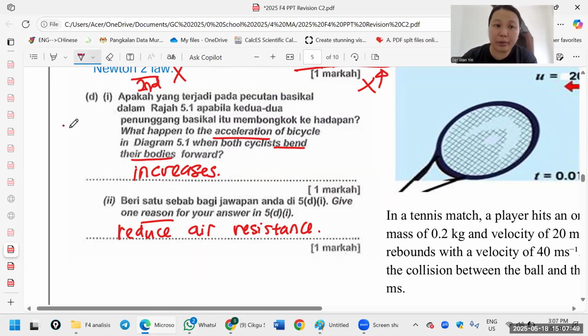What is air resistance? Air resistance is a force. It is the force in the air. When you run forward, it will block you. It will drag you backwards.